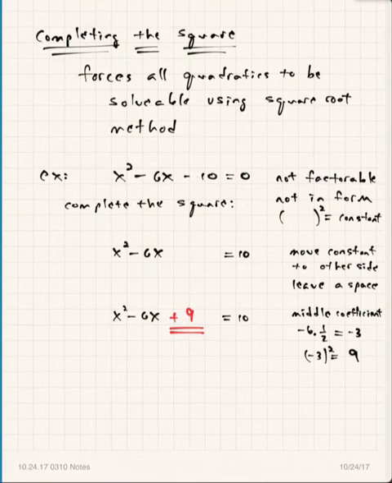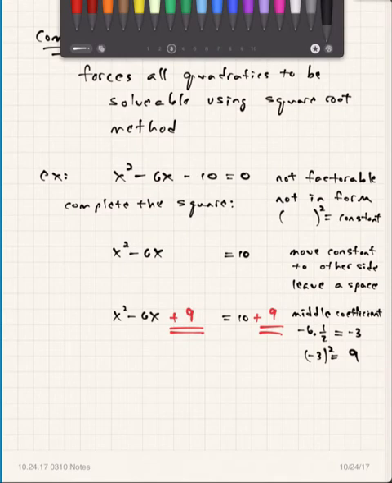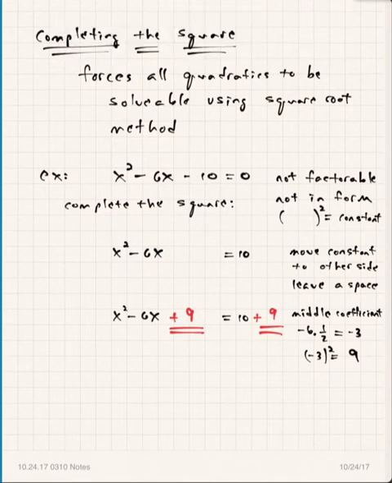You're always adding a constant there. So you add the 9, but remember, you can't just add a 9 to one side of an equation unless you add 9 to the other side also. So you have to add the 9 to both sides. When you do that, the trinomial you're left with right here will always factor.